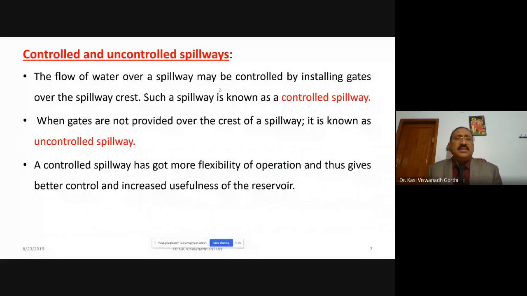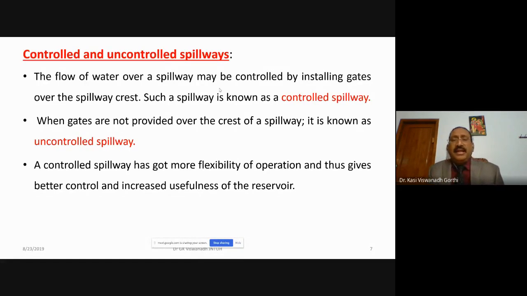Next category is controlled spillway and uncontrolled spillway. The flow of water over a spillway may be controlled by installing gates over the spillway crest, which we have been discussing. Such a spillway is known as a controlled spillway. Over the crest, gates are provided, and these gates will usually be closed, so that on the upstream side the water will be stored. As and when more flood water comes into the reservoir, the crest gate will be opened, allowing the water to flow to the downstream portion. So this is what is called a controlled spillway.